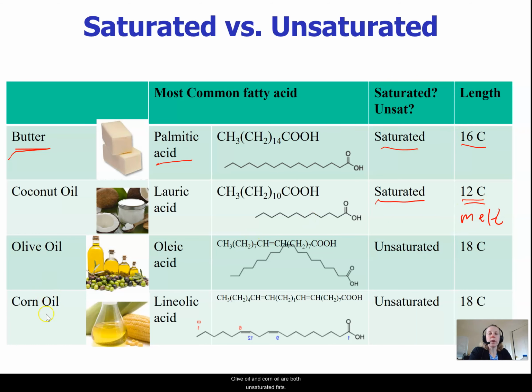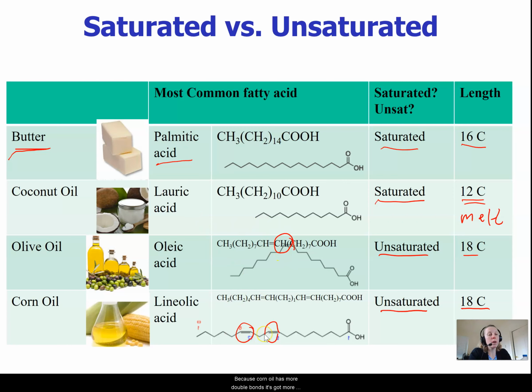Olive oil and corn oil are both unsaturated fats. I picked these two because they're actually the same length, so length doesn't make a difference here. But if you remember, olive oil, with its most common fatty acid, oleic acid, turns solid in the refrigerator, while corn oil does not. The reason is that olive oil just has one double bond right in that position, and corn oil has two. So corn oil is going to be a polyunsaturated fat, whereas olive oil is going to be a monounsaturated fat.